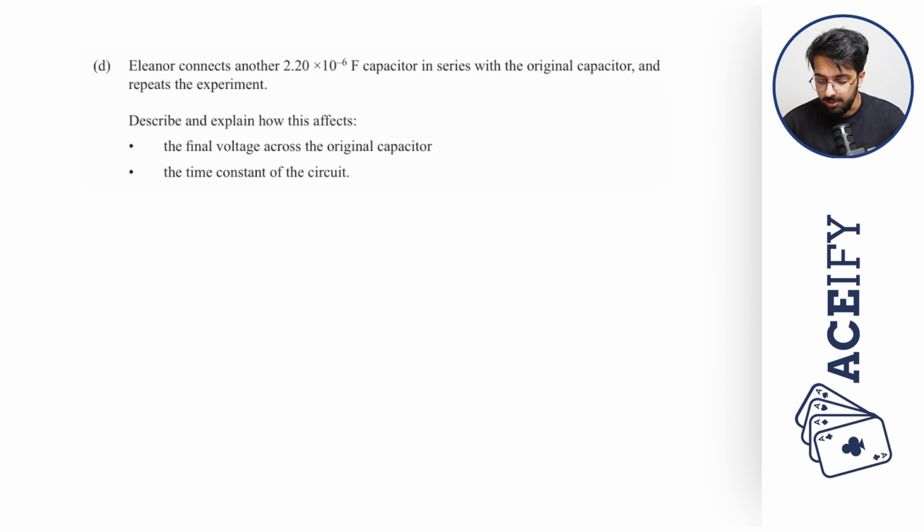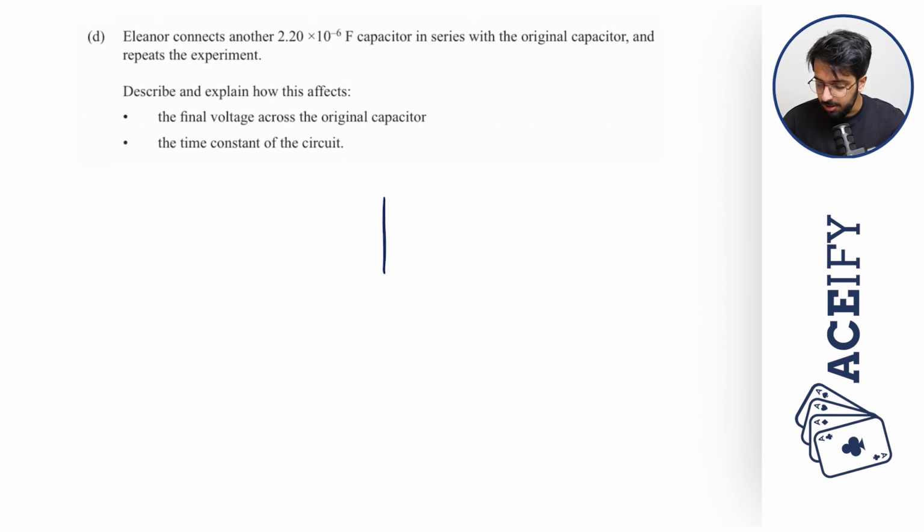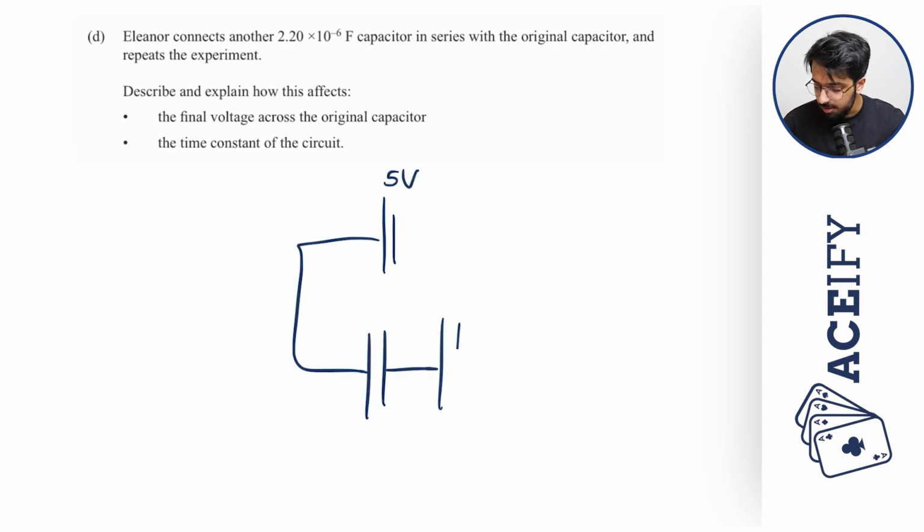Eleanor connects another 2.2 times 10 to the 6 farad capacitor in series with the original capacitor, and repeats the experiment. Describe and explain how this affects the final voltage across the original capacitor and the time constant of the circuit. Okay, so because we have our power supply here, and that was 5 volts, now we have two capacitors in series like so.